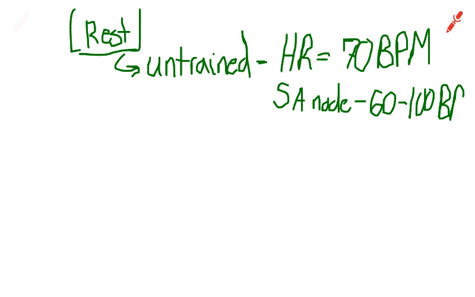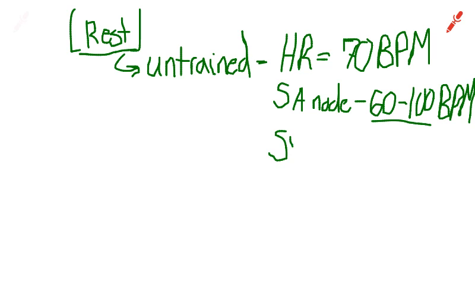The SA node is a little dude inside the heart. He sits in the upper right atrium. And he's just chilling there, and he beats by himself automatically, 60 to 100 times every single minute. Every single minute for the rest of its life, it's going to be beating 60 to 100 beats per minute. Now, an untrained athlete falls somewhere within this range, which is why I said around 70. It could change, but it's somewhere within the 60 to 100 beats per minute range, and that's perfectly normal.